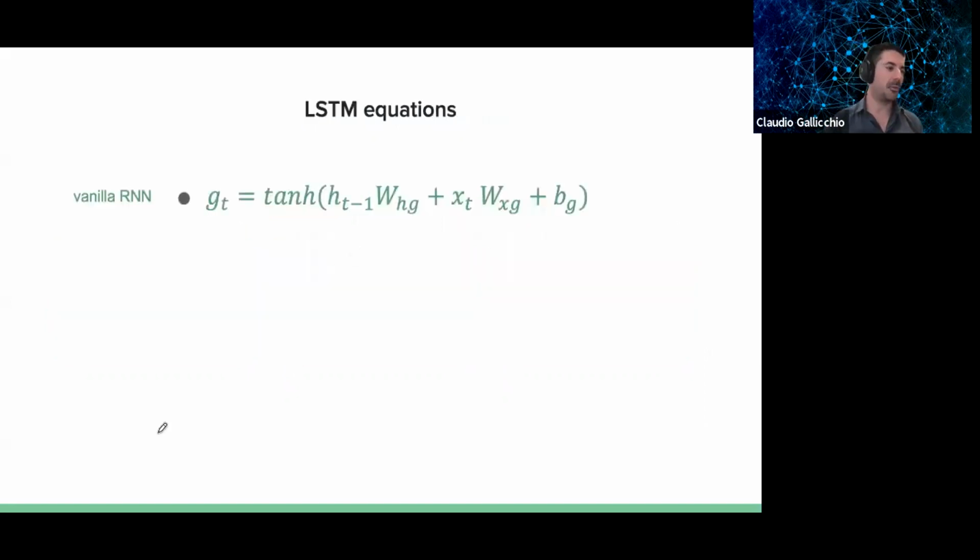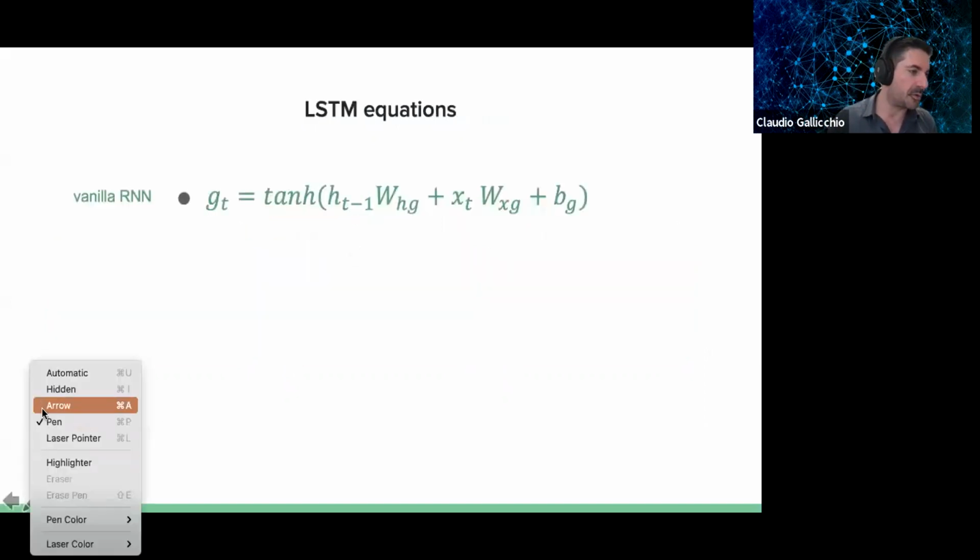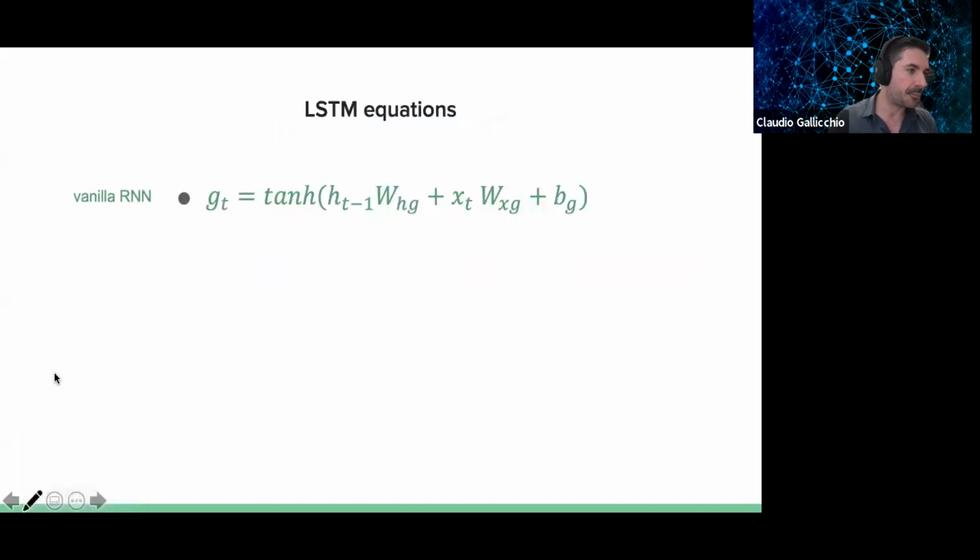But coming to the equations, what I would like to stress is that when we introduce this concept of long short-term memory, even if we didn't go into the detail, we can at least see that we started with vanilla recurrent neural networks that are in practice described by just one line.